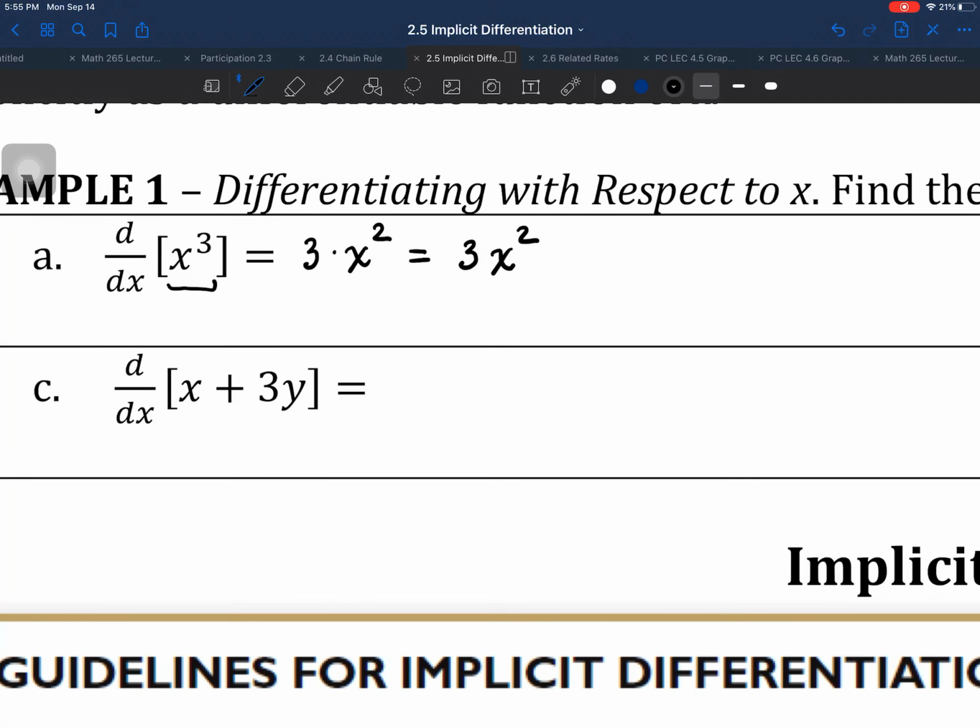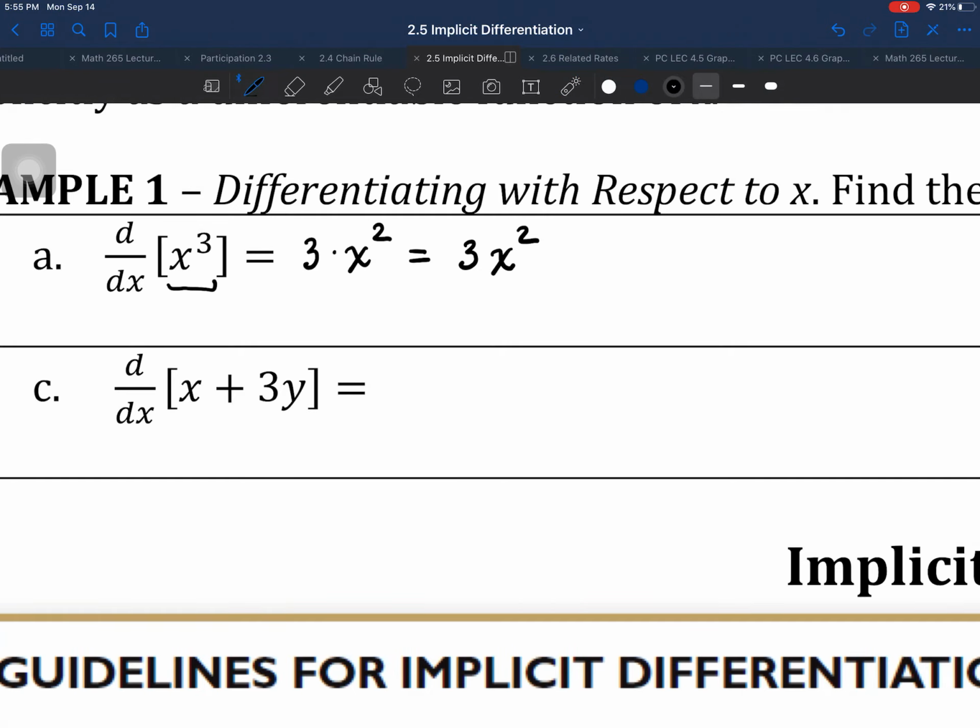Let's take the derivative of this. If you guys notice, again, let's note that this is the derivative in respect to x. So x is the independent variable. Y is the dependent variable. So y depends on x. That's the assumption that we have. So we're going to go ahead and take the derivative.